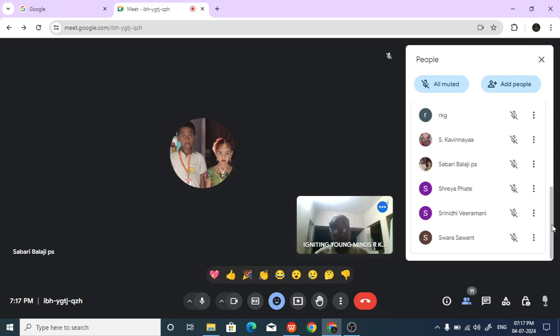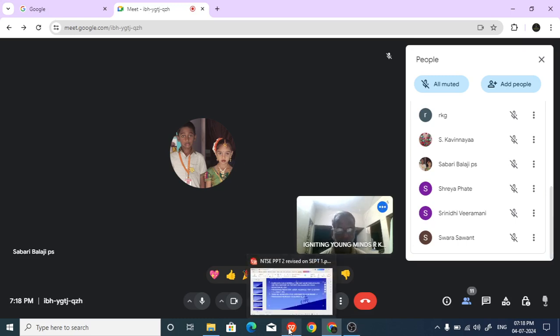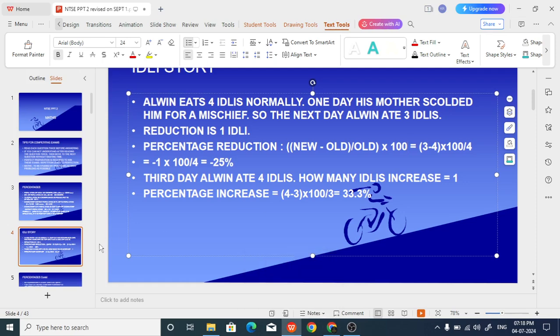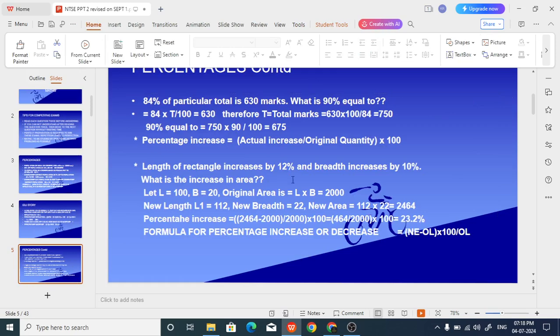Kavinaya should tell this. New is 2, old is 3, divided by 3 into 100. How much it comes? Two minus 3 divided by 3 into 100. How much you are getting? Two minus 3 is minus 1, divided by 3 into 100 is minus 33.3%. The reduction here is 33.3%. Yes or no? Yes, sir. Okay. So this particular point you should understand.